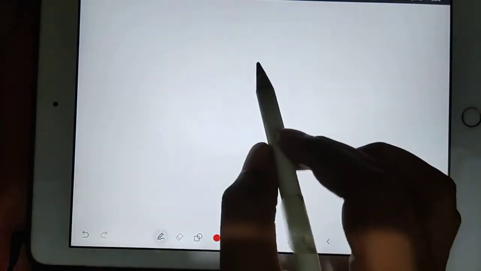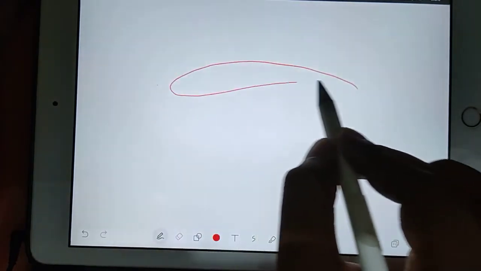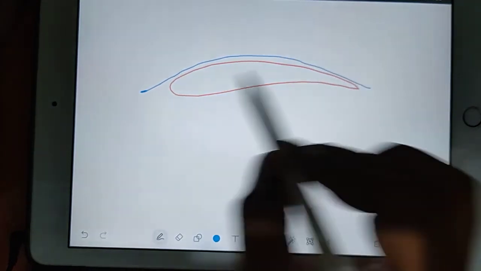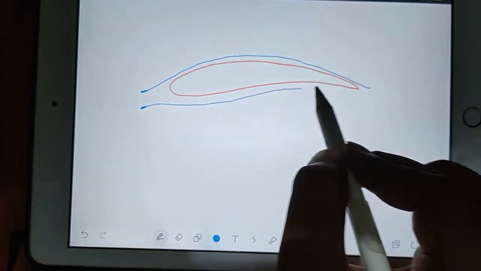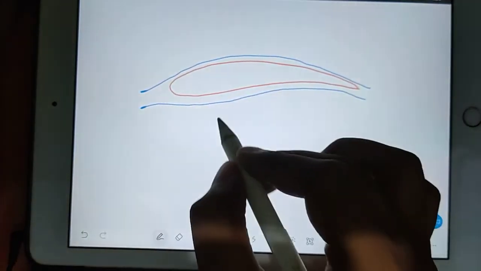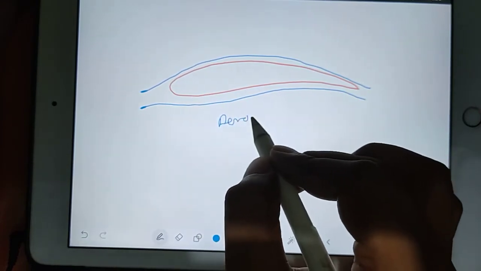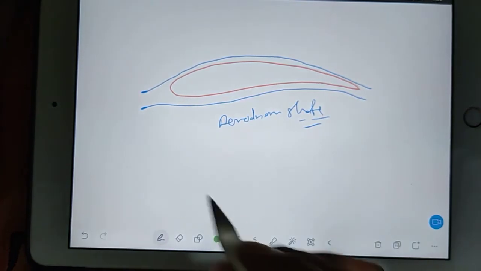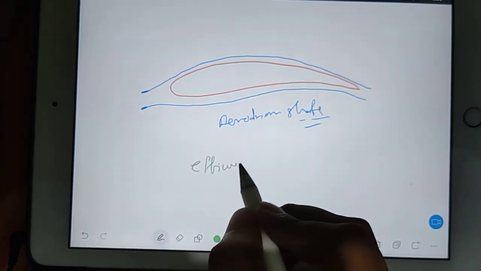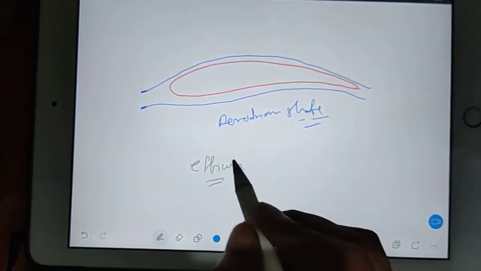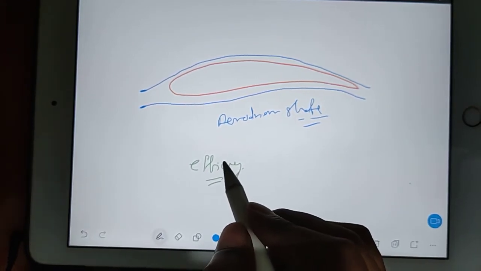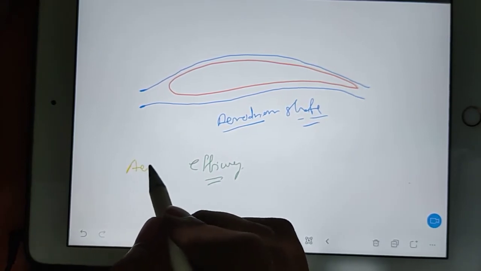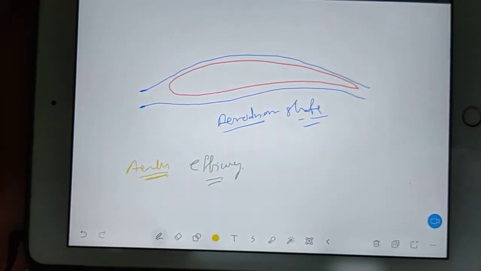See, this wing should be of aerodynamic shape so that this flow should pass easily. What is aerodynamic shape? See, there is something called efficiency, and we are not talking engine here, we are talking aerodynamics. So there is something called aerodynamic efficiency.